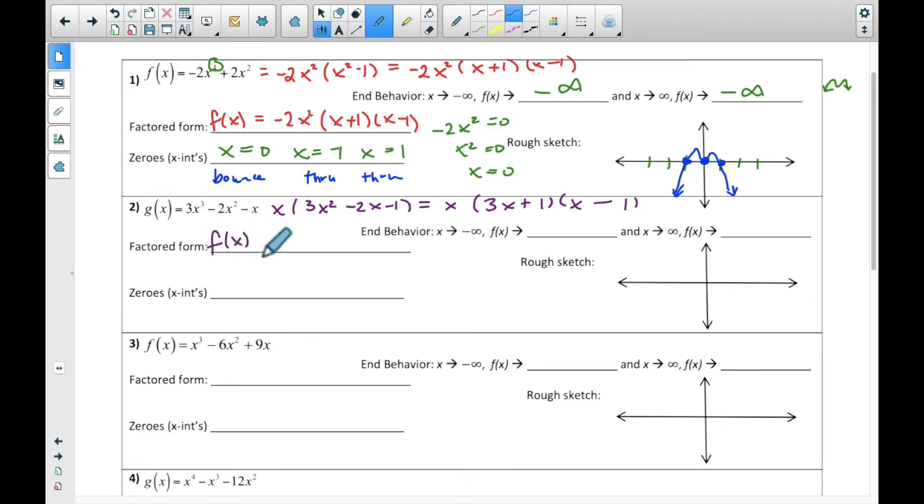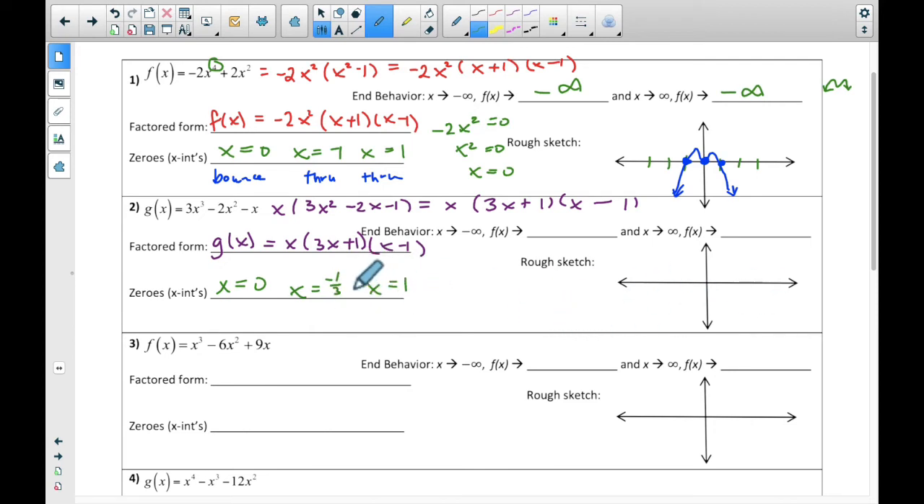F of x, it's g of x. G of x is equal to x times 3x plus 1 times x minus 1. Okay, what does that say about my zeros? Well, it tells me I have zeros. One of them is here at 0. One of them is here at negative 1/3. And one of them is here at positive 1.